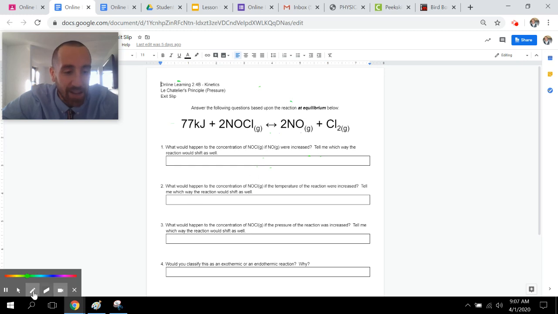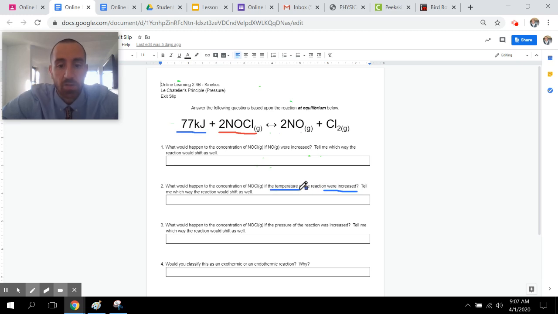Again, they are asking about the concentration of NOCl, which in this reaction is on the reactant side. So they want to know about the concentration of this reactant if we increase the temperature. So we're talking about two things here: the concentration of this if we increase the temperature.